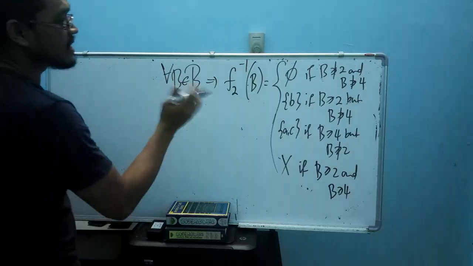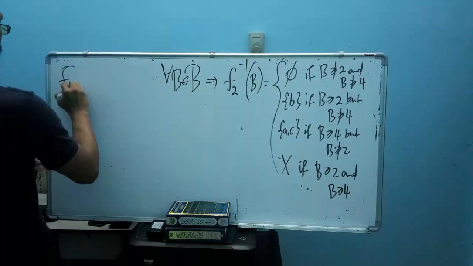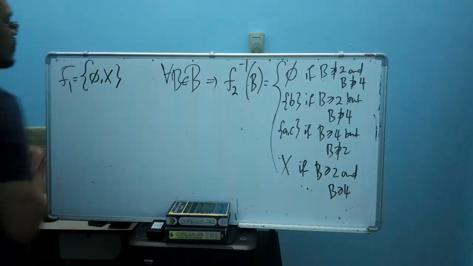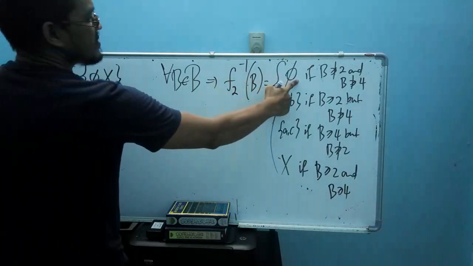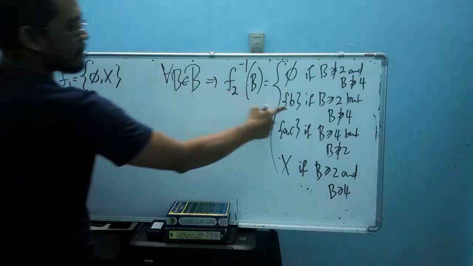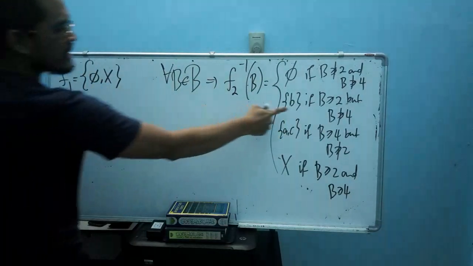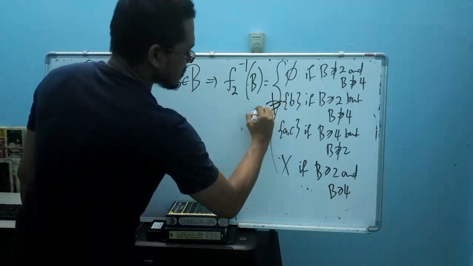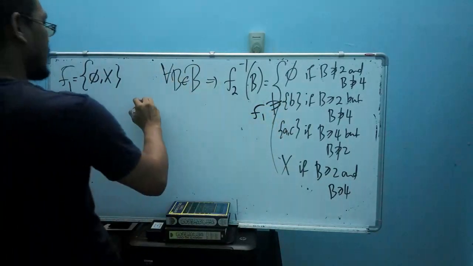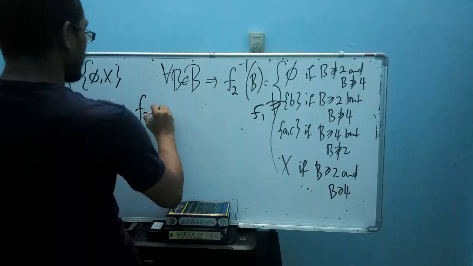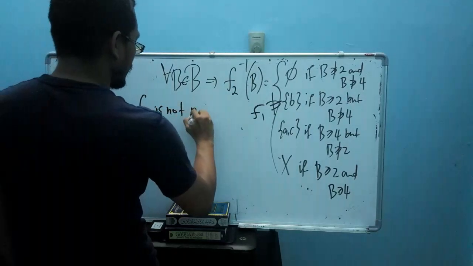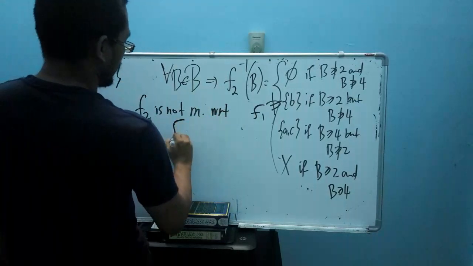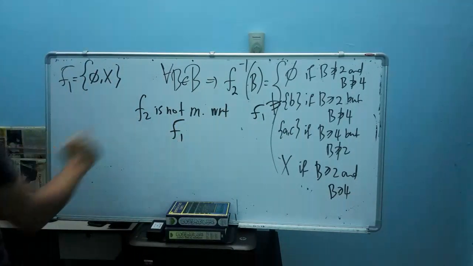First, let's consider the first algebra. The first algebra here is the empty set and X. You see, the empty set is an element of F1. B here is not an element of F1. So you see, when you have B here, it is not an element of F1, meaning that my second function here is not measurable with respect to F1, the first algebra. Okay, why?